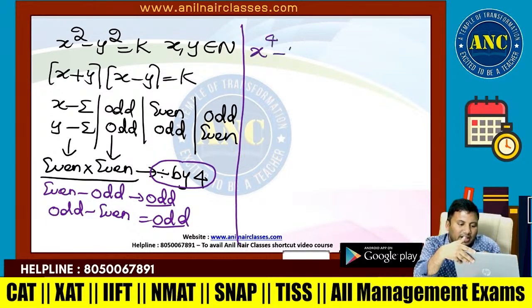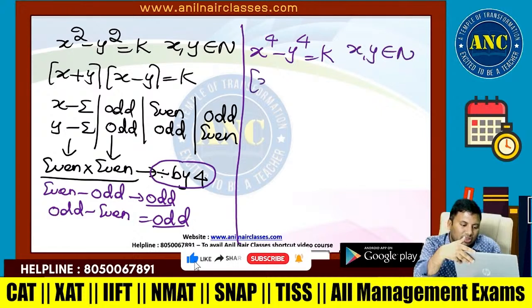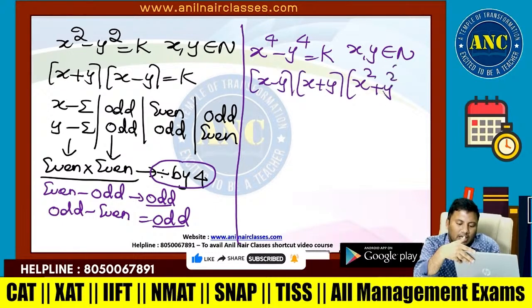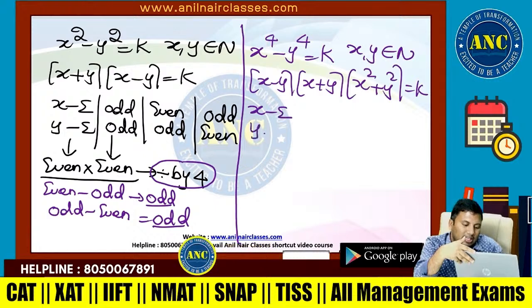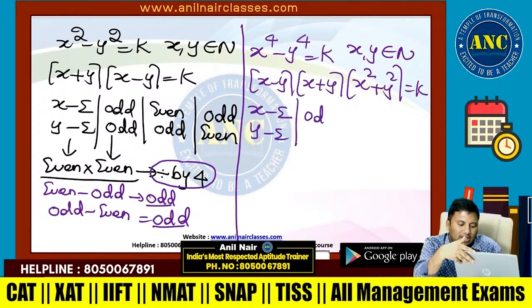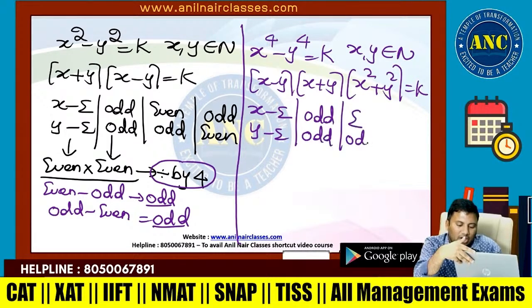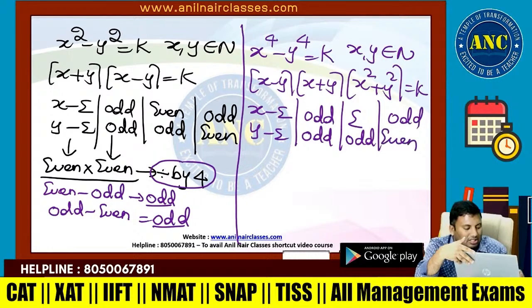Suppose if I extend it, x power 4 minus y power 4 equivalent to k, where x, y are natural numbers. These are nothing but x minus y into x plus y into x square plus y square equivalent to k. Here x and y are natural numbers. X is even, y is even. X is odd, y is odd. X is even, y is odd. And x is odd, y is even. Once you understand the root cause of the problem, these are all very easy questions.